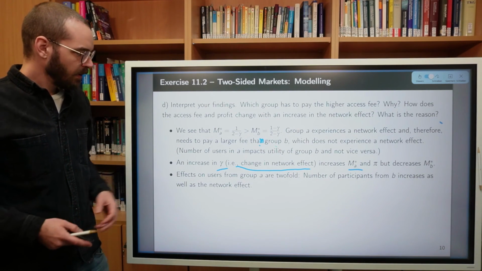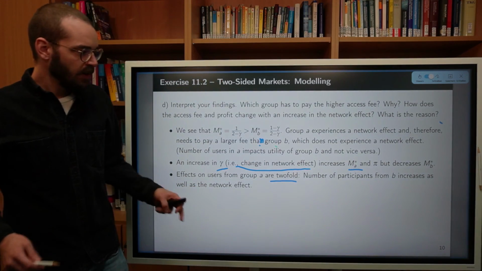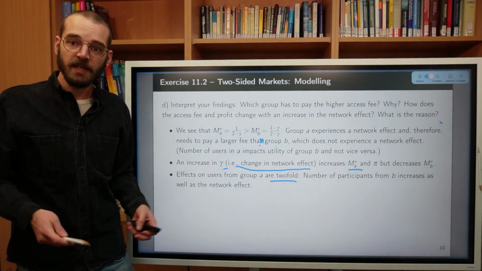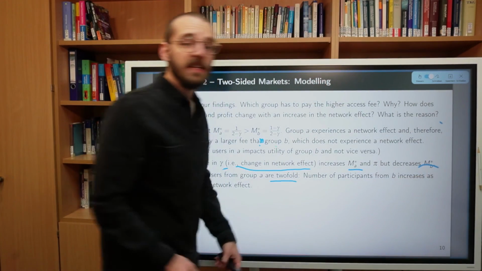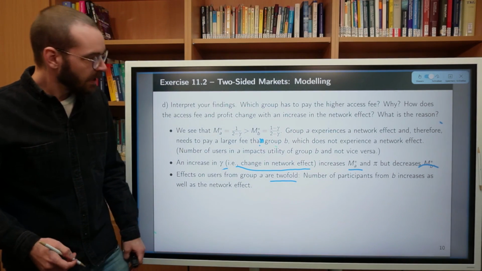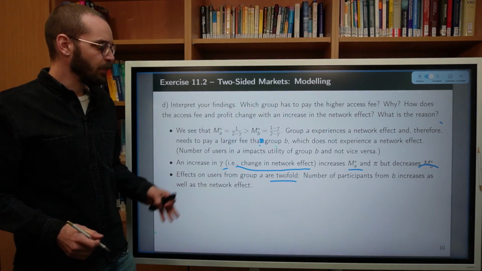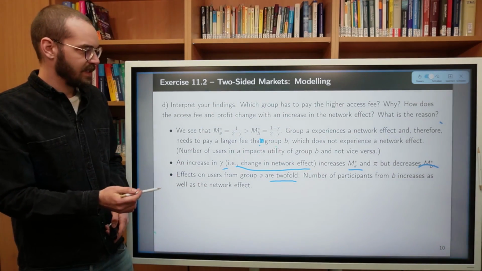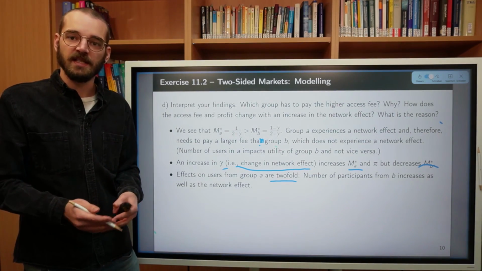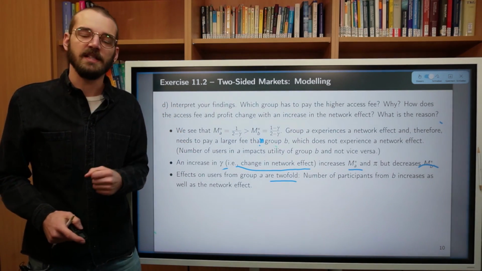All right, so the effects on the users from group A are twofold in this scenario. First, we have a larger number of participants from group B, because this fee is decreased, so ceteris paribus, more users will enter the platform. And second, we will have the increased network effect. So not only is NB increasing, but also gamma is increasing, both of which of course have an increasing effect on the utility of group A.